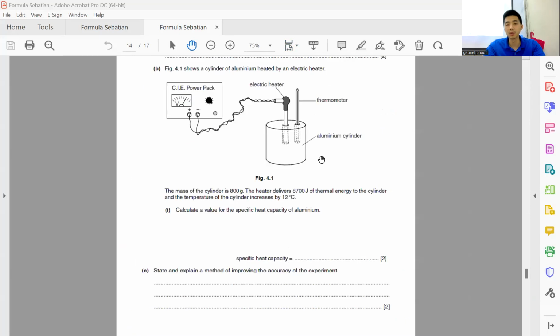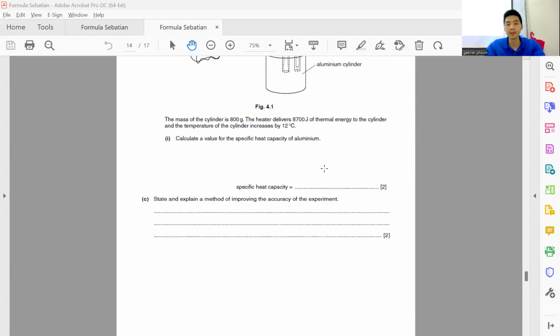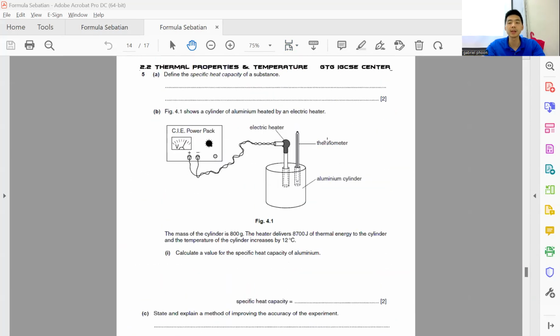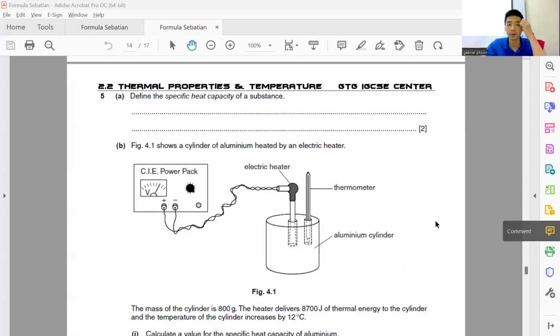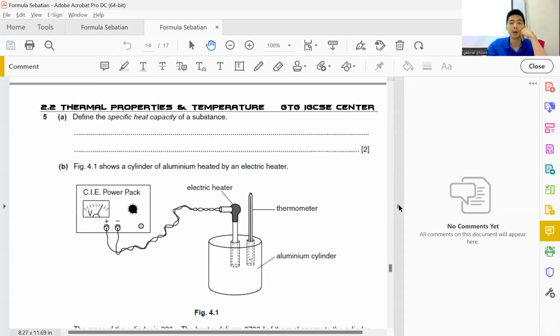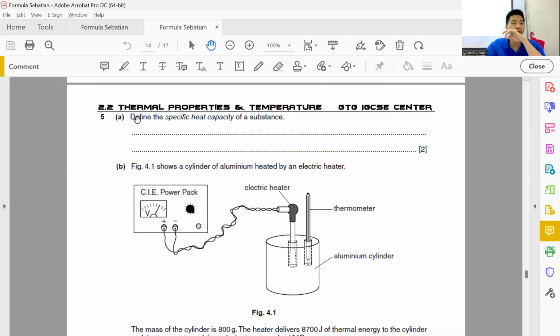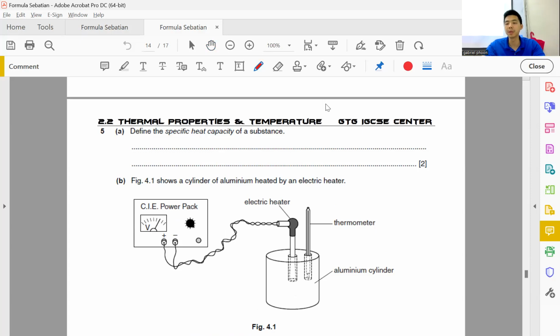So once again, you have a certain amount of time. In this case here, you have exactly 7 minutes. Please attempt this question here. Huh? Why is it the same? It's because this shows that in your IGCSEs, they love to ask you to define specific heat capacity. So you better know how to do it. 7 minutes, guys. Please attempt this right now, and then we will discuss the answers immediately.